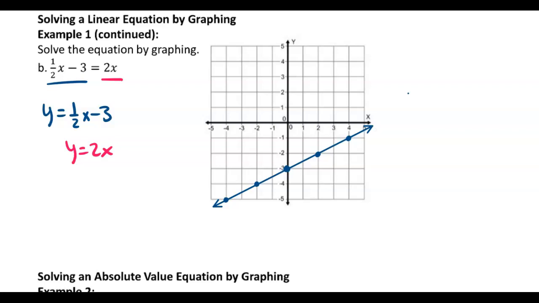And then y equals 2x. It does not have a y-intercept, so the y-intercept is 0 is what that tells us. And then up 2 over 1. The slope is 2. So that's rise over run. And then let's draw that line in.